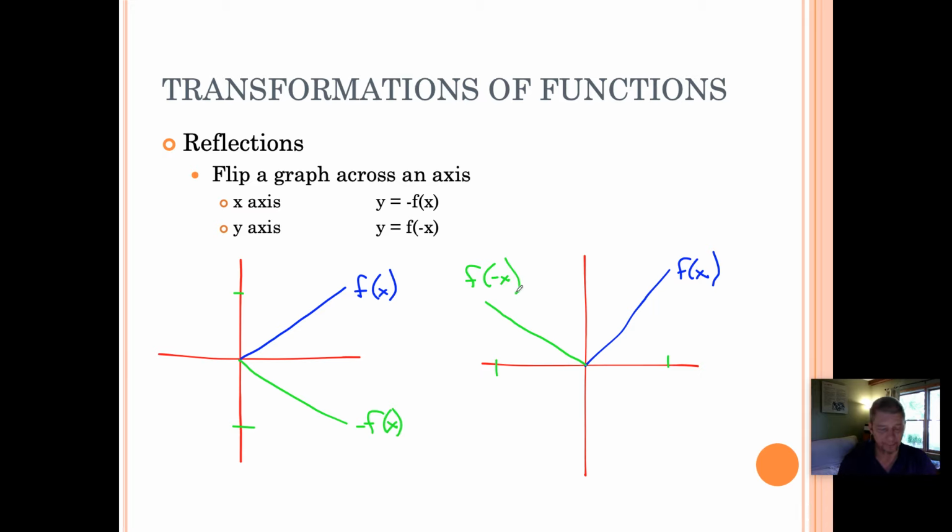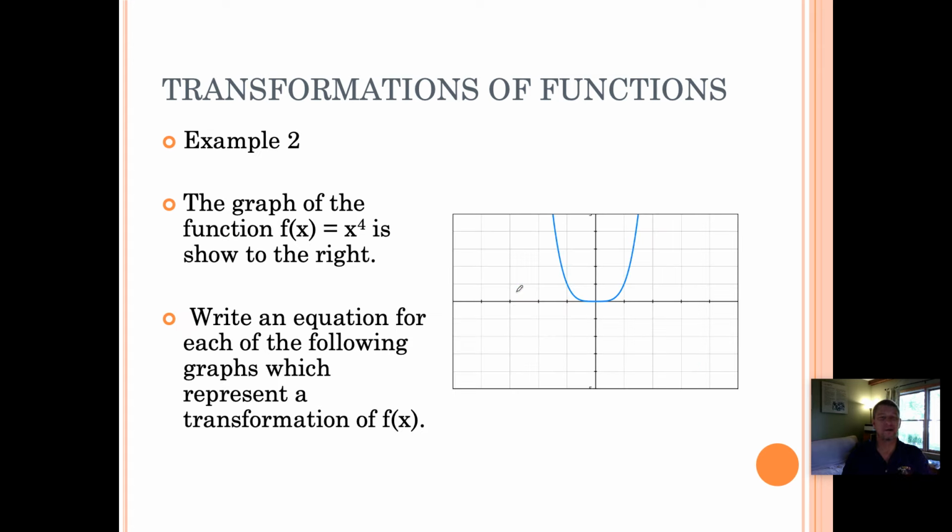Now, in this case, let's again look at an example. This is example number 2. The graph shown on the right-hand side of the screen is the graph of the function f of x equals x to the 4th power. And it's almost parabolic, but it's not quite a parabola. It's not as smooth or rounded as, for example, f of x equals x squared. It's flatter.